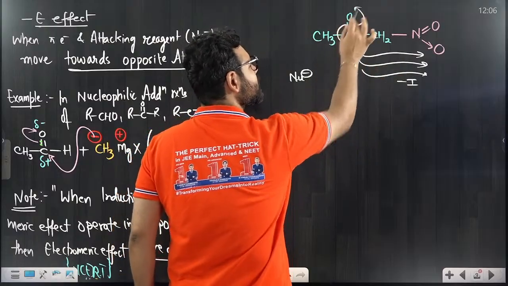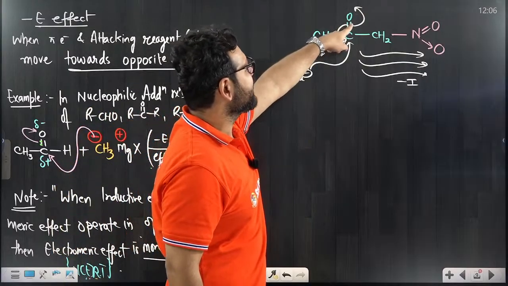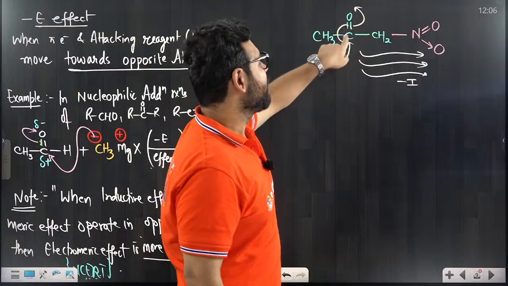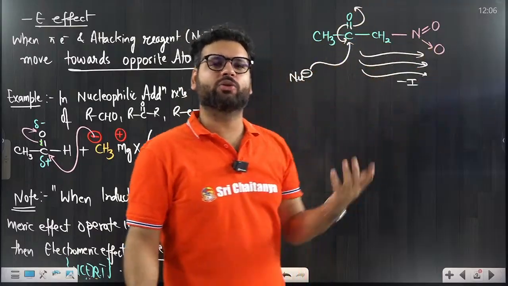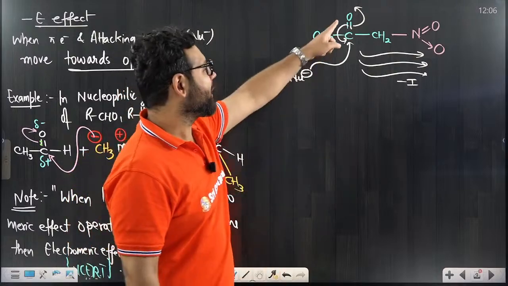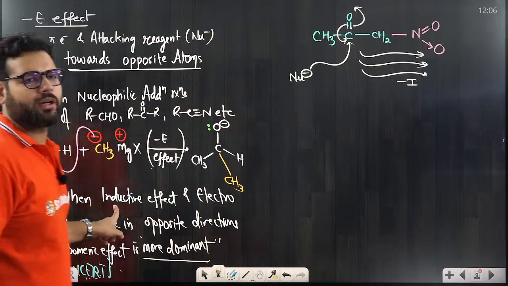But still what was seen, whenever any nucleophile comes to attack, electrons never move towards this side. Electrons go towards oxygen only. That means electromeric effect, which says that I will send the electron upward, is more dominant, whereas the minus I of NO2 has no role to play in it. So the pi electrons always move according to electromeric effect, but they ignore the inductive effect.